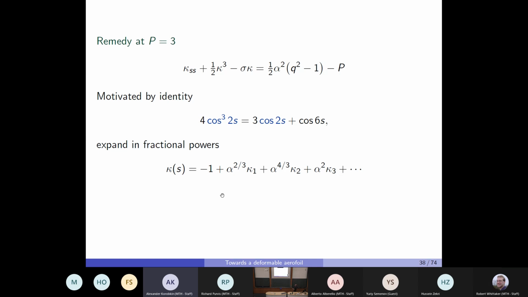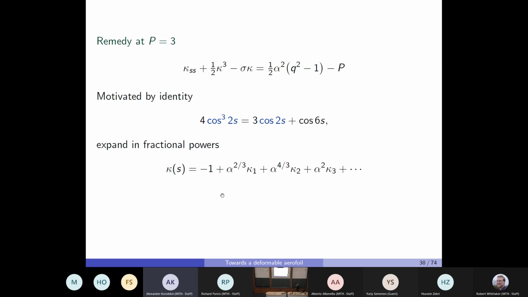Well, a couple of slides ago, what I did was expand in integer powers of alpha. You can get around this problem with resonance by expanding in fractional powers of alpha. I don't want to go into the details, but let me give you a flavor of how this works. If I modify my expansion to be in fractional powers that are thirds, then we can get this to work by recalling this trigonometric identity here. The important bit is that if you cube cos, you get cos back again. So if I do cos 2s cubed, I get another cos 2s back.